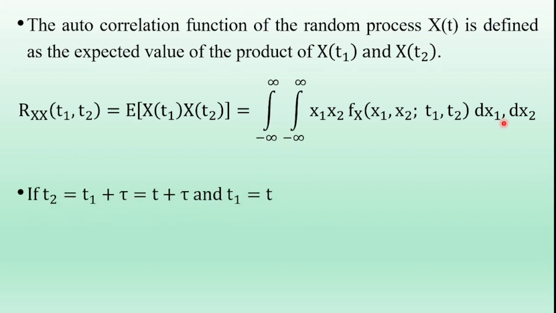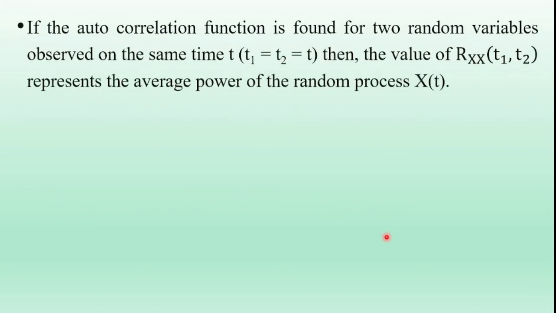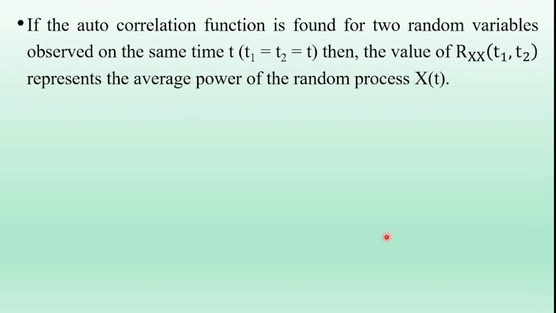If t2 is equal to t1 plus tau and t1 is equal to t, then the autocorrelation function of the random process is Rxx of, in this equation substituting t1 is equal to t and t2 is equal to t plus tau, we get Rxx of t comma t plus tau. This Rxx of t comma t plus tau is also denoted as Rxx of tau, which is equal to the expectation of x of t into x of t plus tau.